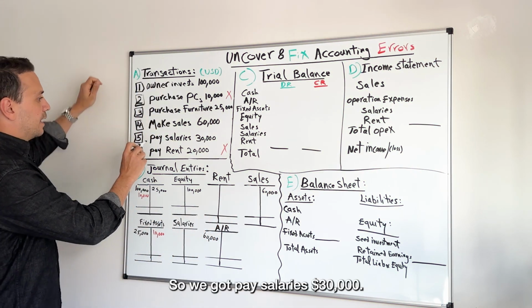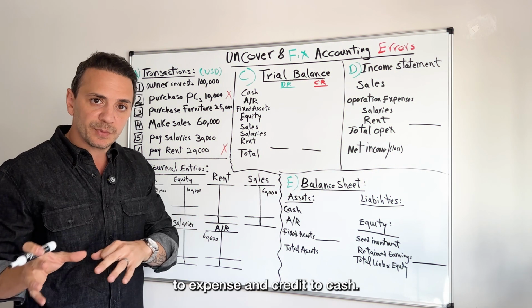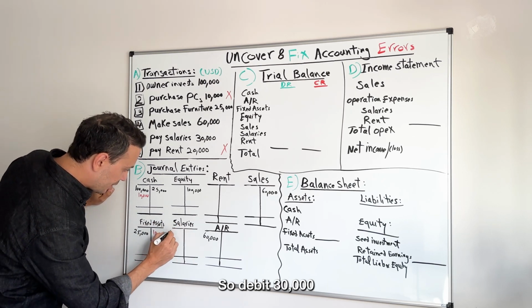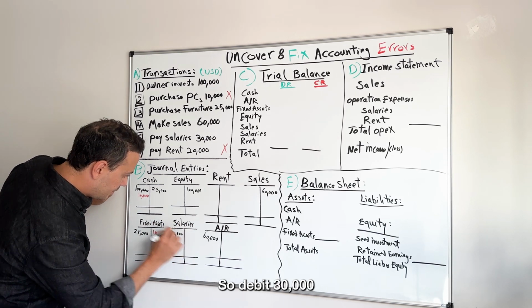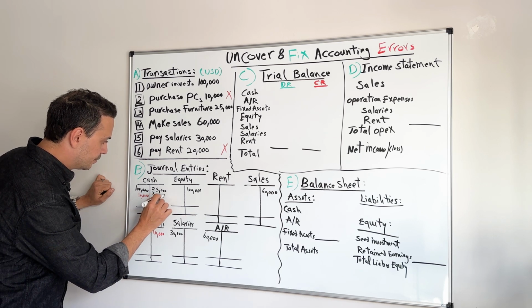All right, so we got pay salaries, $30,000. So it's going to be a debit to expense and a credit to cash. We have salaries right here. So debit $30,000 and credit $30,000 to cash.